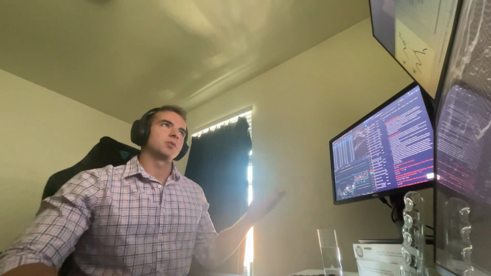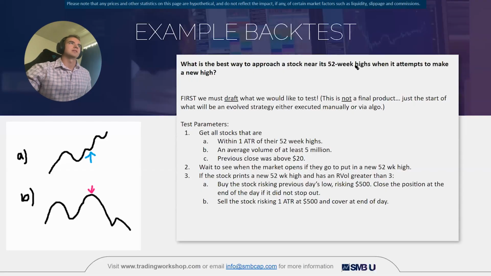So in this situation, we're proposing the question: what is the best way to approach a stock near its 52-week highs when it attempts to make a new high? That means once it's already near its 52-week highs and it goes to make a new high, what is the best way to approach a stock like this? So we can go through and design some general parameters of what we're going to be looking for.